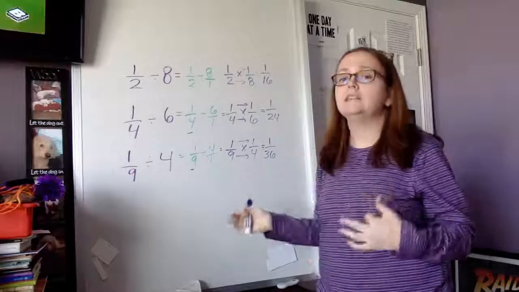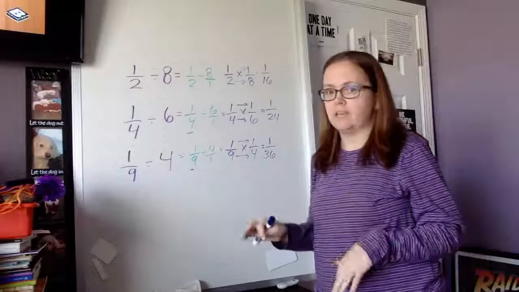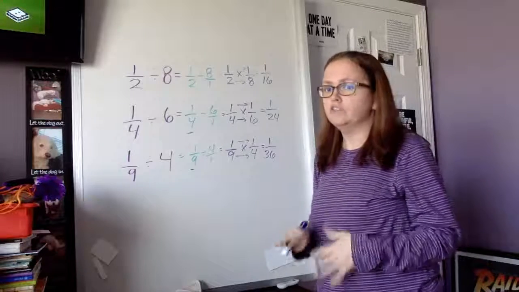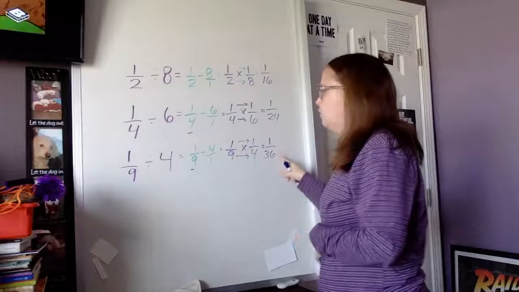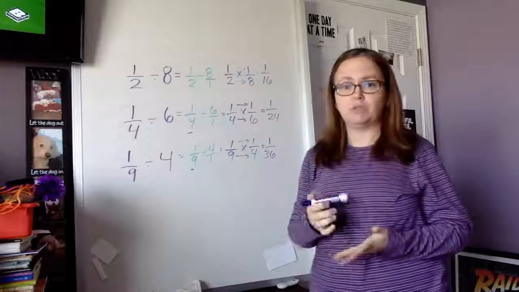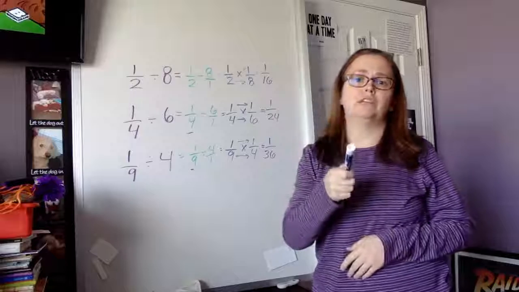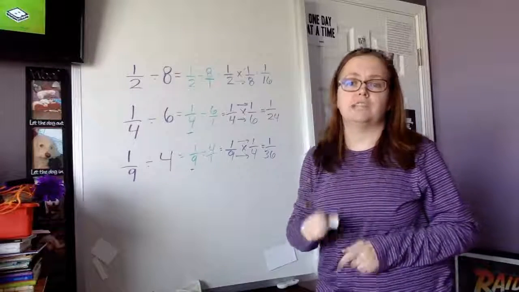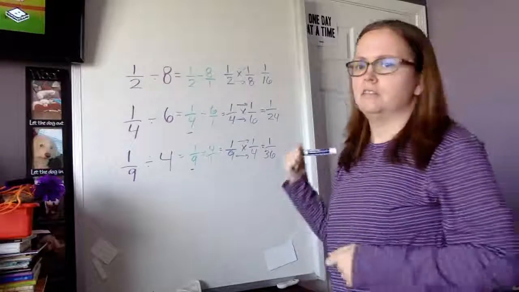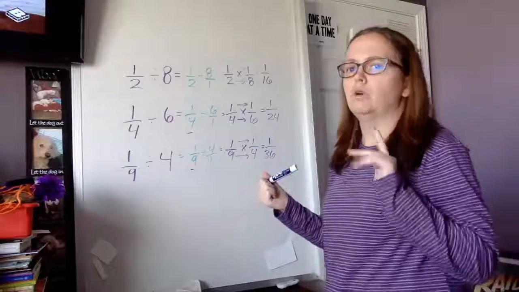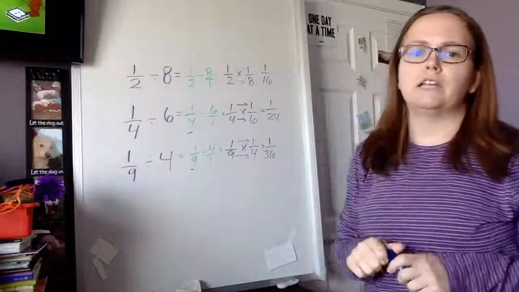Because of the way this assignment is set up, all of your answers should end up with 1 over something. That's not true in the real world, but this is not the real world, ladies and gentlemen. This is just the assignment that I gave you. And since they're all set up the exact same way for practice, they'll all end up with 1 as the numerator and then a denominator.